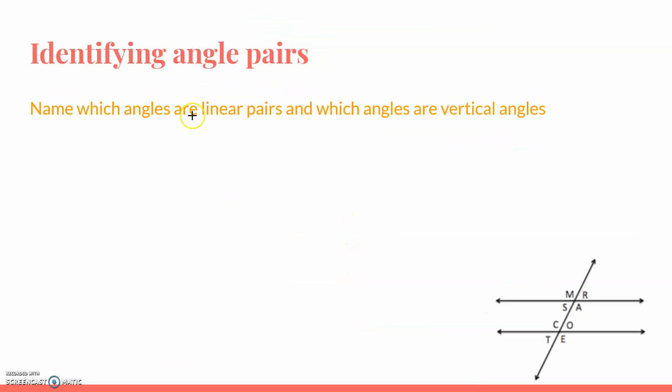Alright, identifying angle pairs. What you need to do is name which angles are linear pairs and which angles are vertical angles. Pause the video, give this a shot, come back for the answer.